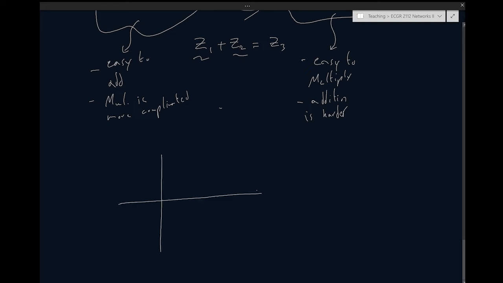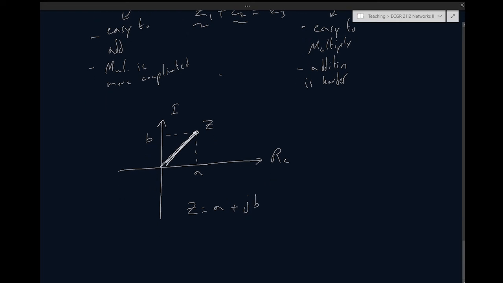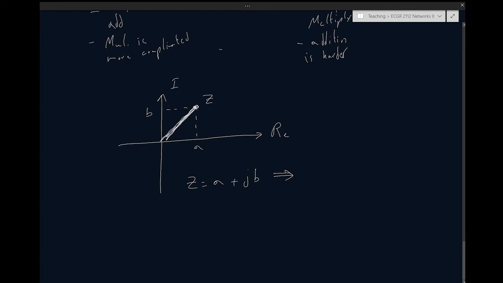So I have the rectangular form, real and imaginary. Then I have a certain complex number, right? And this complex number could be in rectangular form or could be in polar form. So let's say it's in rectangular form, a, b, right? So in this case, z equals a plus jb. This is a rectangular form, right? How do I transform this into polar form? We want to transform this into polar form.